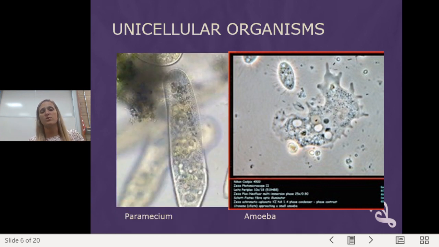So here are some examples of unicellular organisms. You have a paramecium here, an amoeba here. We will be doing a pond water lab where you should be able to see examples of this in water from the pond that you have a tour video of.